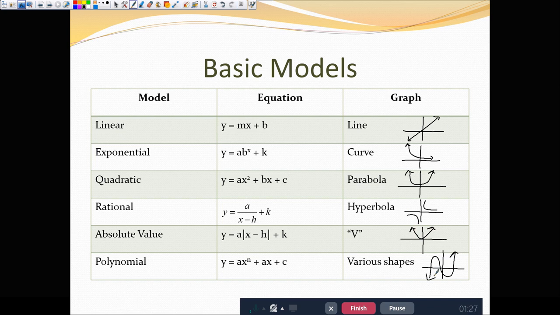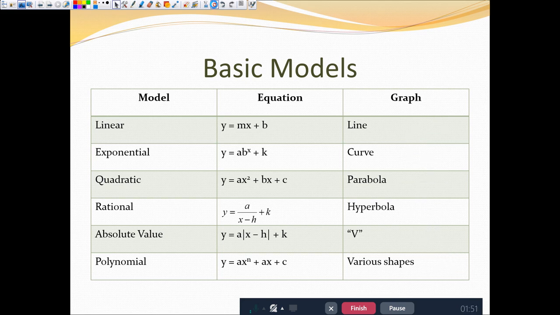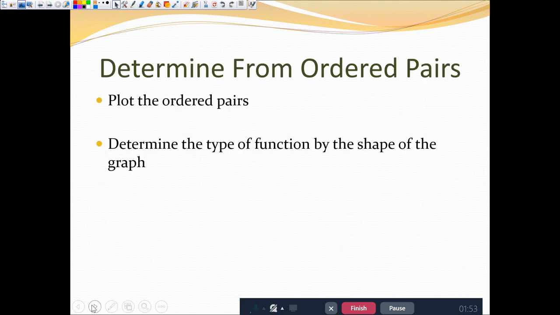So basically what we're going to be doing is looking at these either at a graph, so we're going to plot ordered pairs on a graph and see what type of shape it has, or we're going to be looking at an equation and determining what type of model it is. Okay? I would have drawn those shapes if I were you, if you didn't already do that.